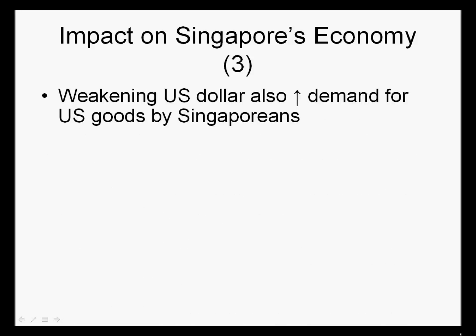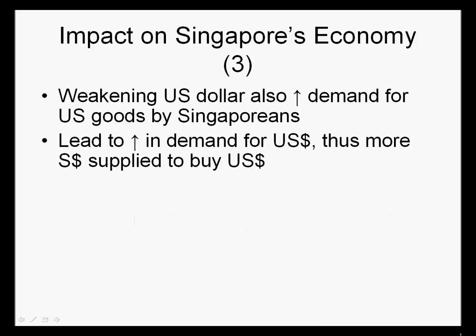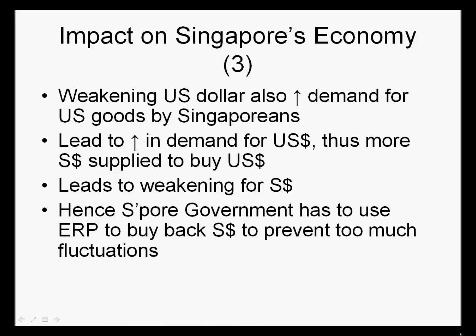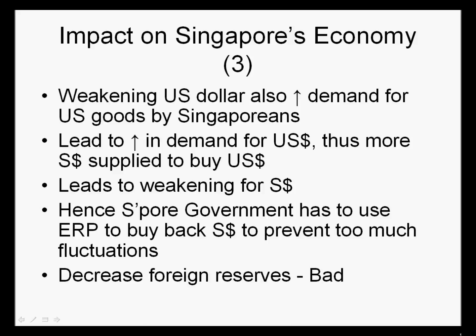However, the weakening US dollar also means an increase in demand for US goods by Singaporeans. And this increase in demand for the US dollar will cause more Sing dollars to be supplied so as to purchase this US dollar. And this action will lead to a weakening of the Sing dollar. Hence, in order to prevent huge fluctuation of the Sing dollar, the Singapore government might use the exchange rate policy to buy back our Sing dollar so as to prevent the fluctuation of the Sing dollar. Hence, this will decrease our foreign reserve, which is bad for Singapore.